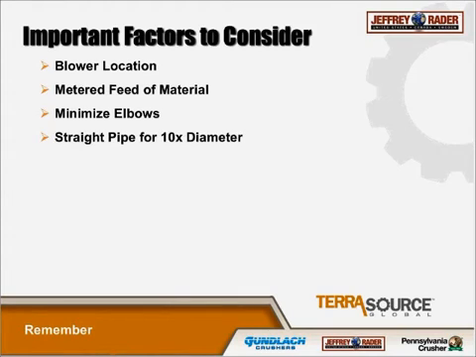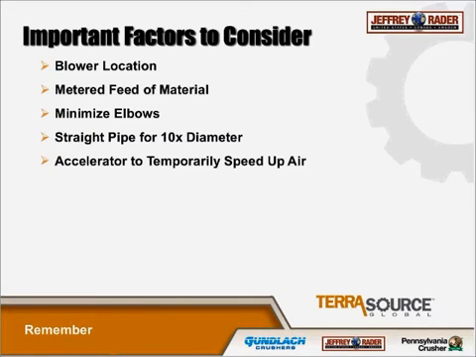This one's important. You want to have straight pipe for 10 times the pipe diameter following an elbow or the feeder or any location where the material is going to decrease in velocity. And this allows enough length for the material to accelerate to proper conveying velocity after that elbow or after that feeder.